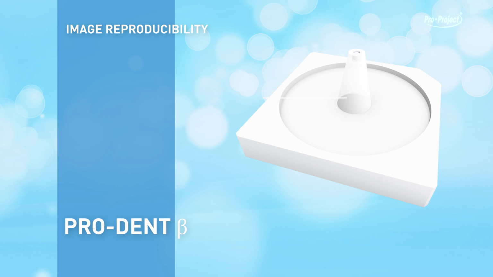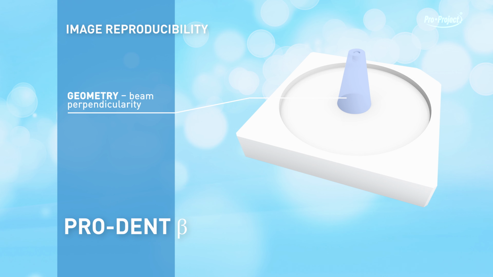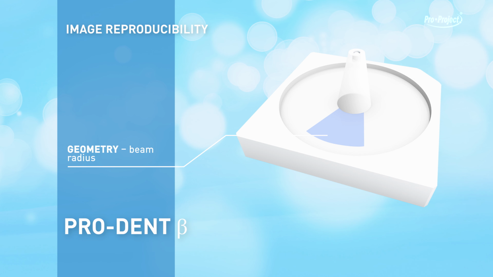Pro-Dent Beta. Image reproducibility. Geometry, beam perpendicularity. Geometry, beam radius.